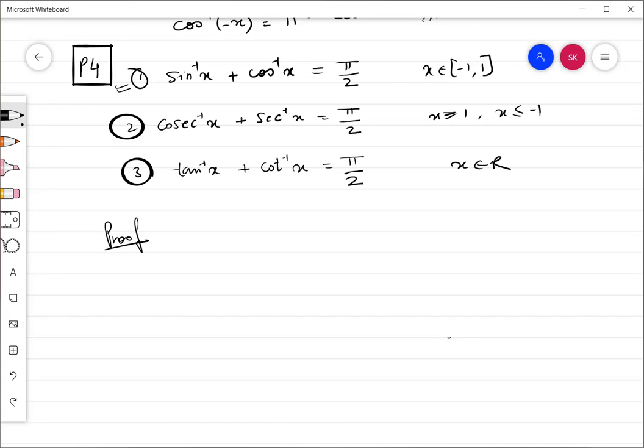So what I'll do is I'll say sin inverse of x is y. Okay, so x will be what? x will be equal to sin of y. Okay, x is equal to sin of y.